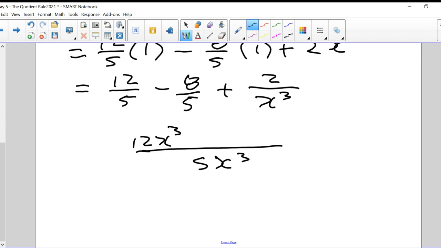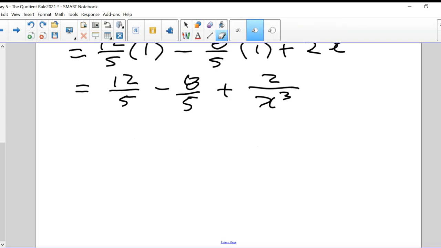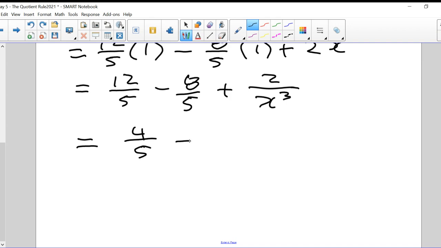12x cubed. Actually, you know what? I should have brought these two fractions together. I don't know why I have two separate fractions here. Let me do one more step with this. Both of these fractions have the same denominator. So that should give me 12 minus 8, which is 4 over 5, plus 2 over x cubed.